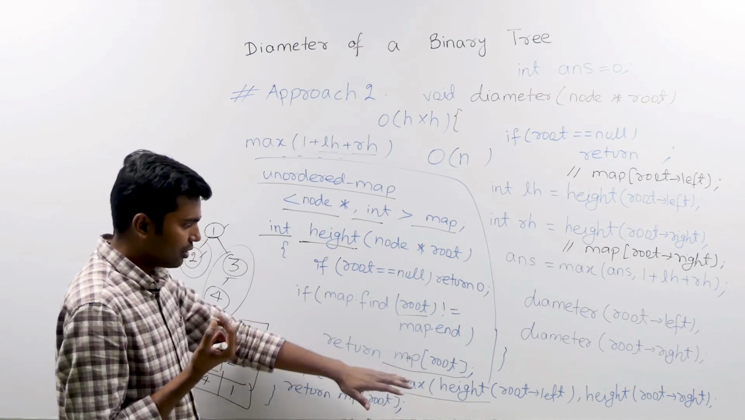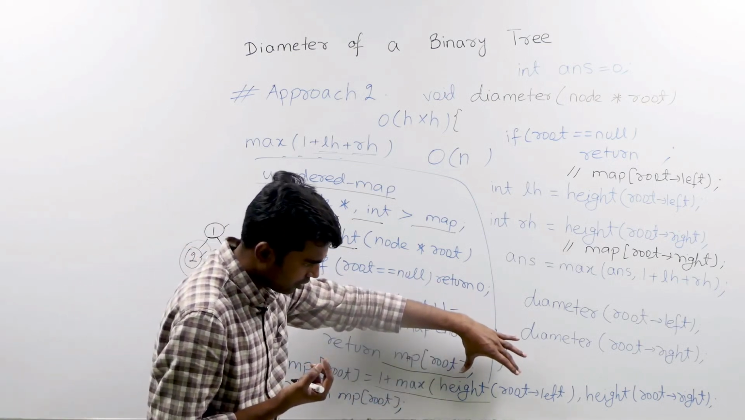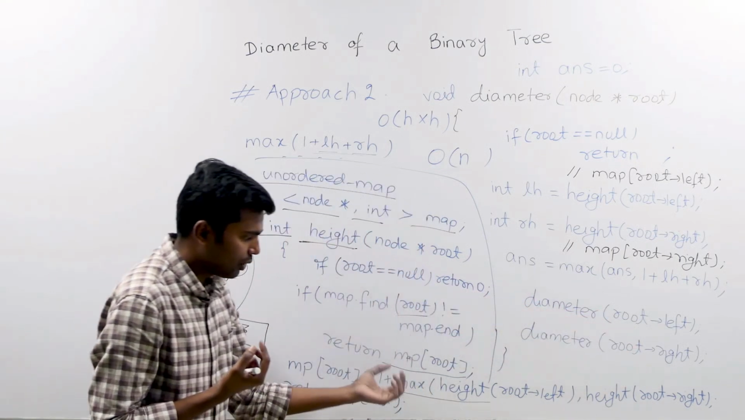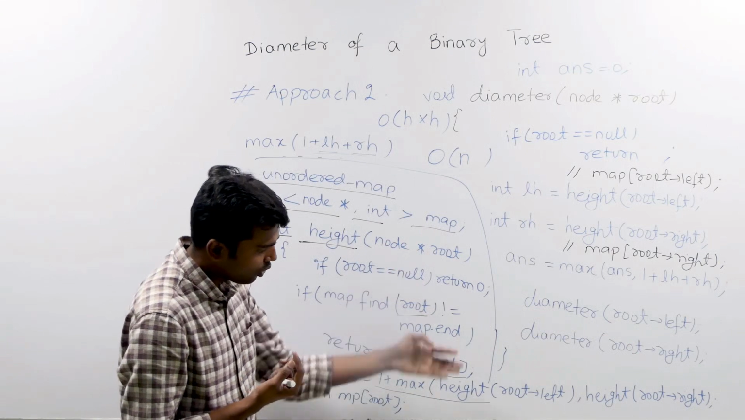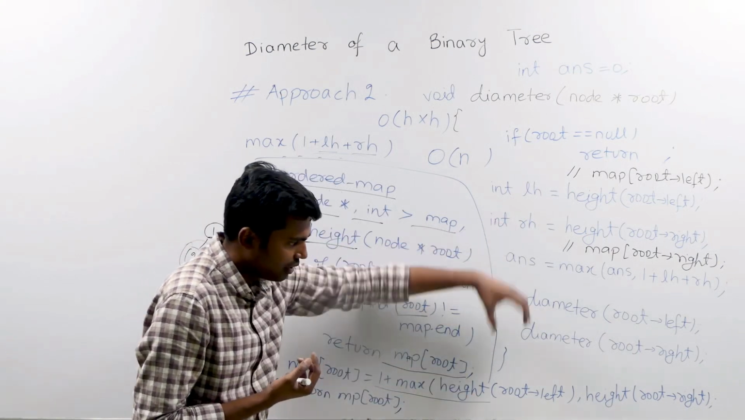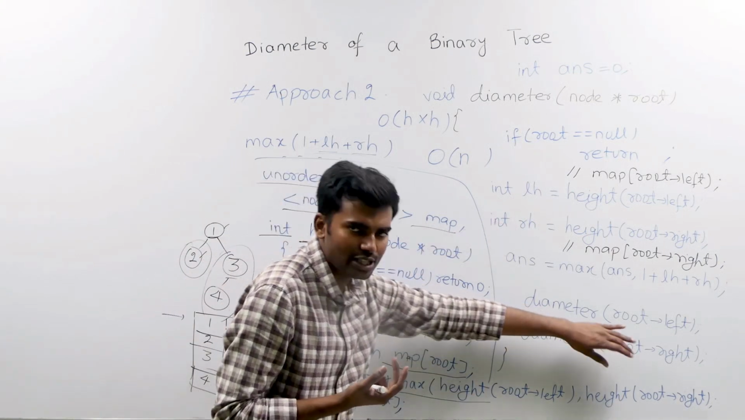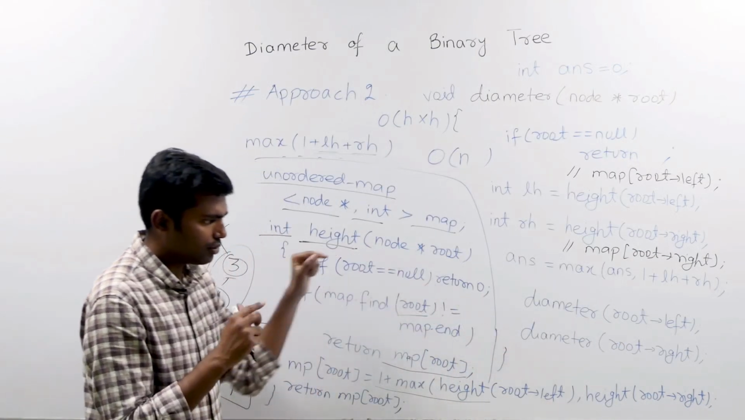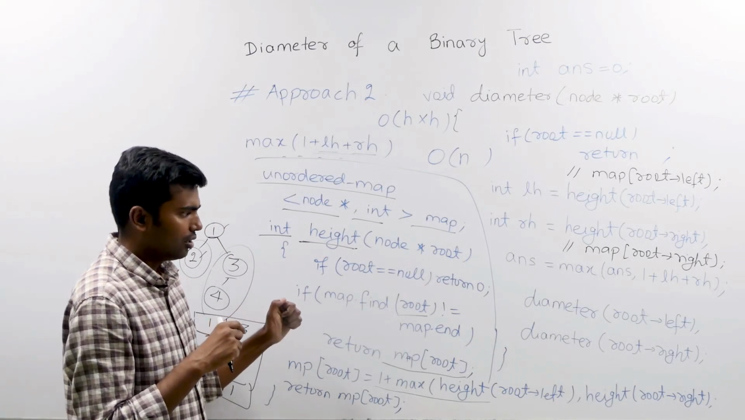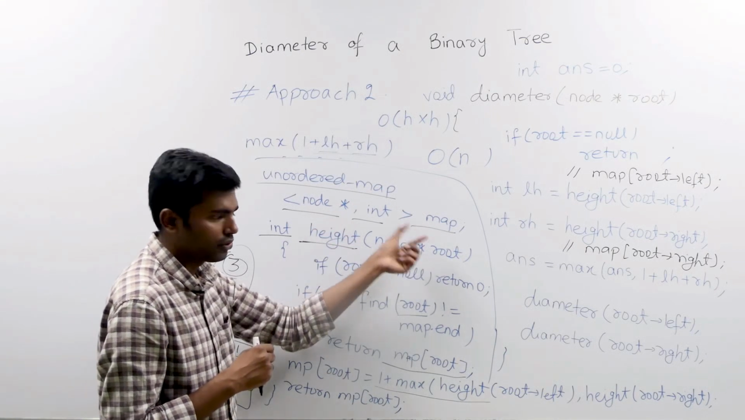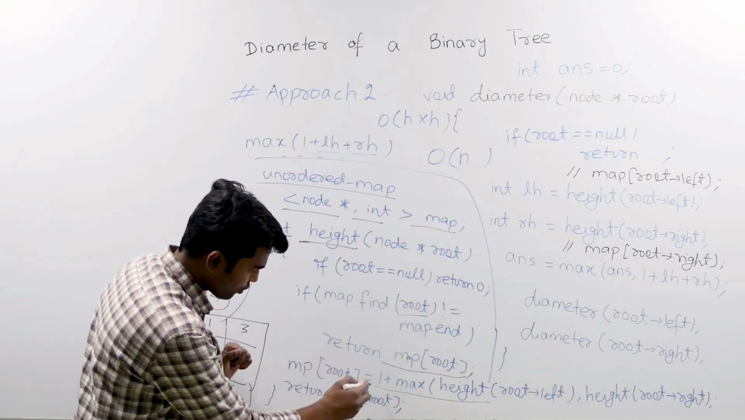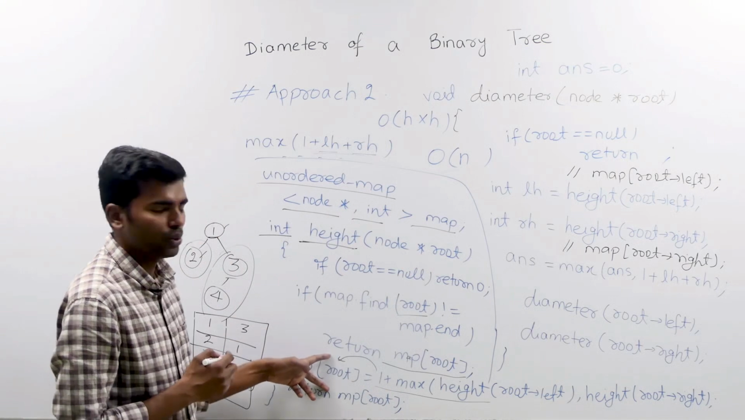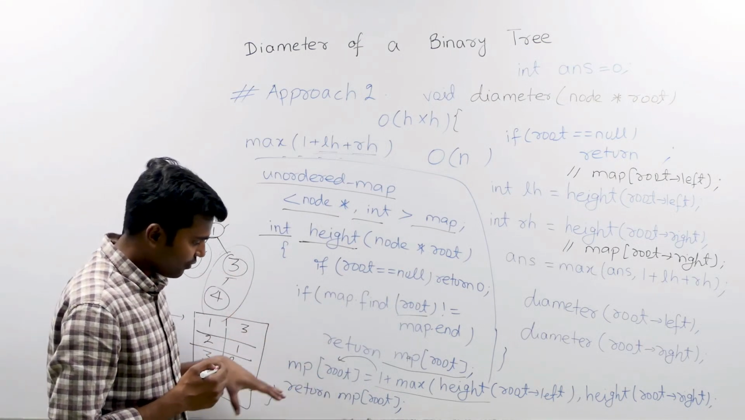The height is nothing but 1 plus max of height of left subtree and height of right subtree. And to calculate the height of left subtree, we can call the same recursive function for the left node and for the right node, right? So this expression will give us the height of that subtree having this root node, right? And we are storing that height in this hash map for that node. Okay, and after that we are returning that value.